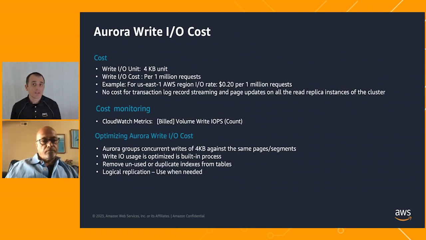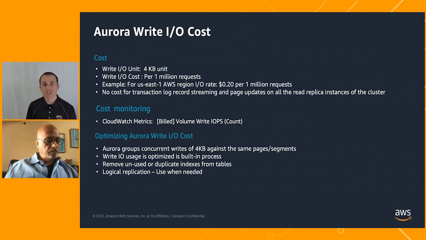Now, on the writes side, a lot of the optimizations are already built into the Aurora engine. So Aurora groups concurrent writes against the same pages and segments up to a size of 4 kilobytes into a single I/O operation. So to the extent that you're changing data roughly in the same areas, you can optimize some of those writes as well.